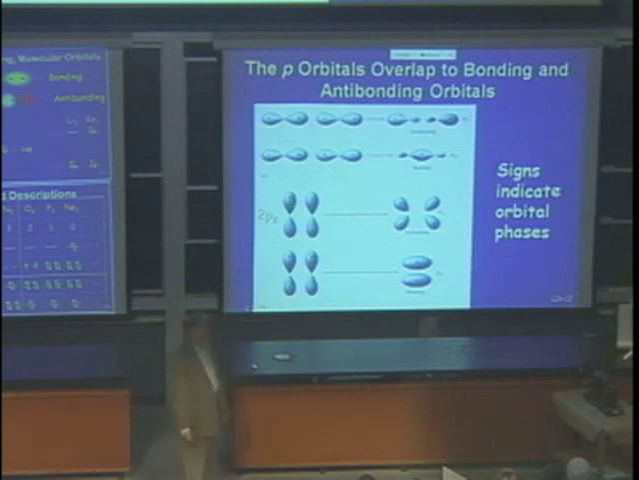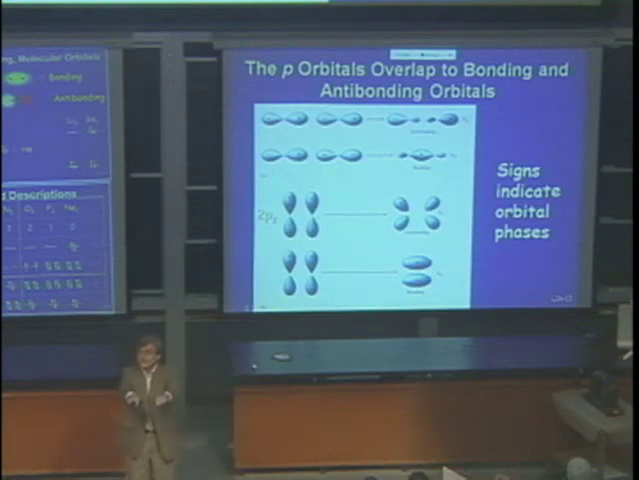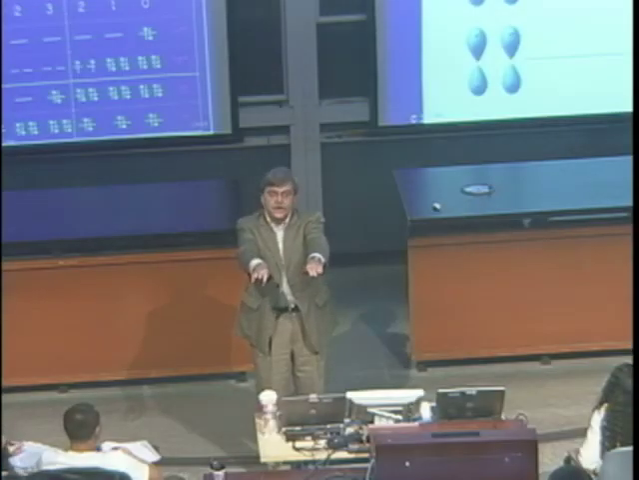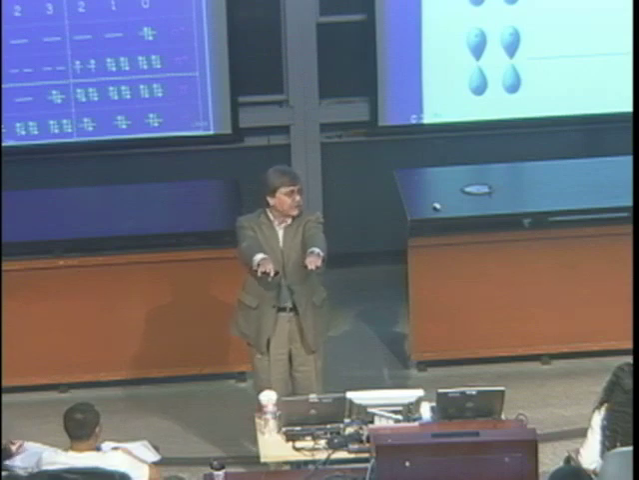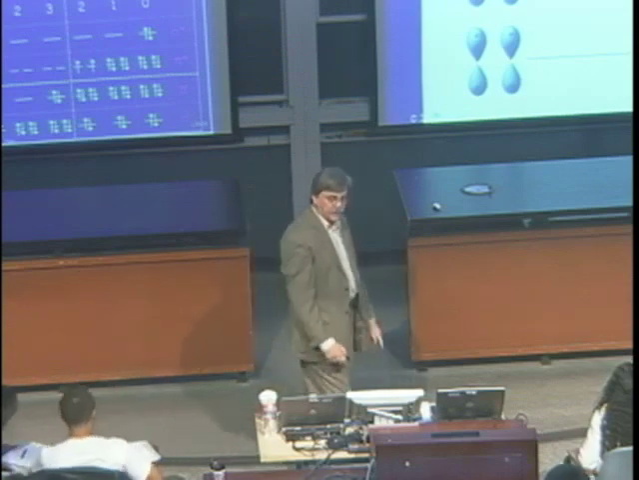Plus, plus means they are the same phase. That would be constructive interference. Plus, minus would be destructive interference. You also seen it in color. Red would be constructive interference. Blue, blue, constructive interference. Red and green would be destructive interference because they're out of phase. All right?